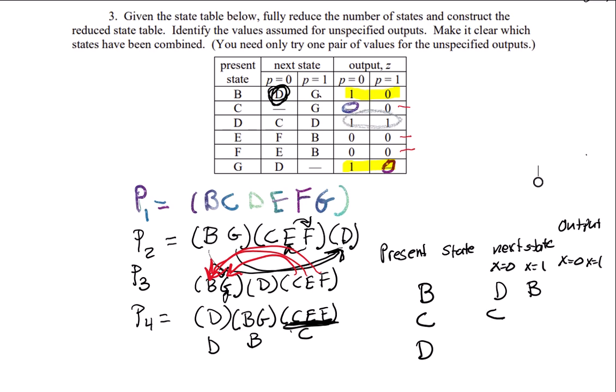And C, when x is 1, the next state is G. That's the BG partition, so that's B. And for D, the next state is C for x equals 0, sorry, I think I said that wrong. C for x equals 0, and D for x equals 1. The output for B was 1, 0. For C was 0, 0. And for D was 1, 1. So there's your reduced state table.